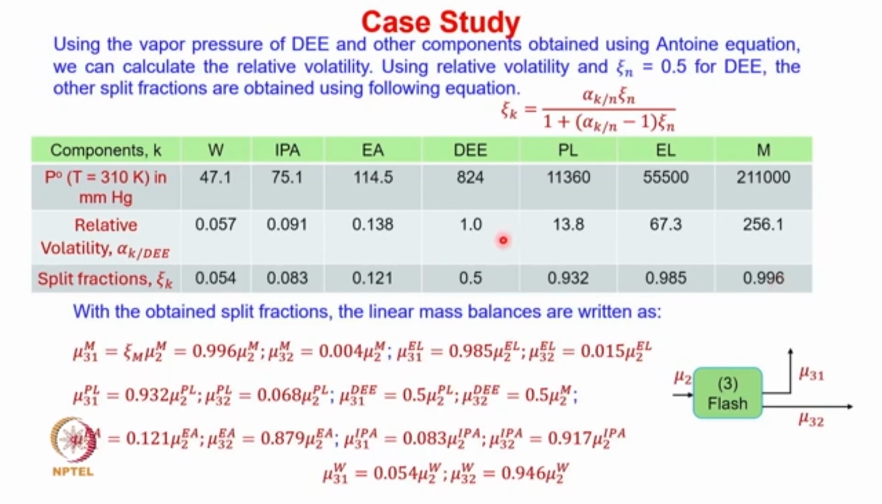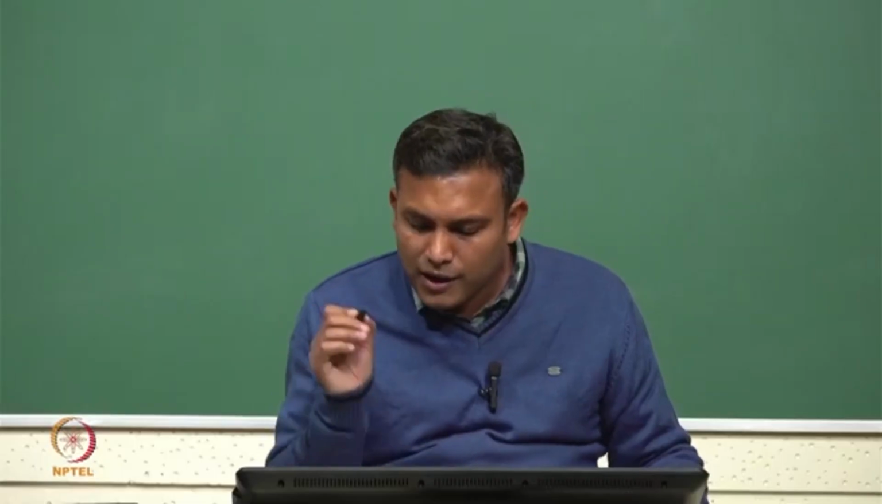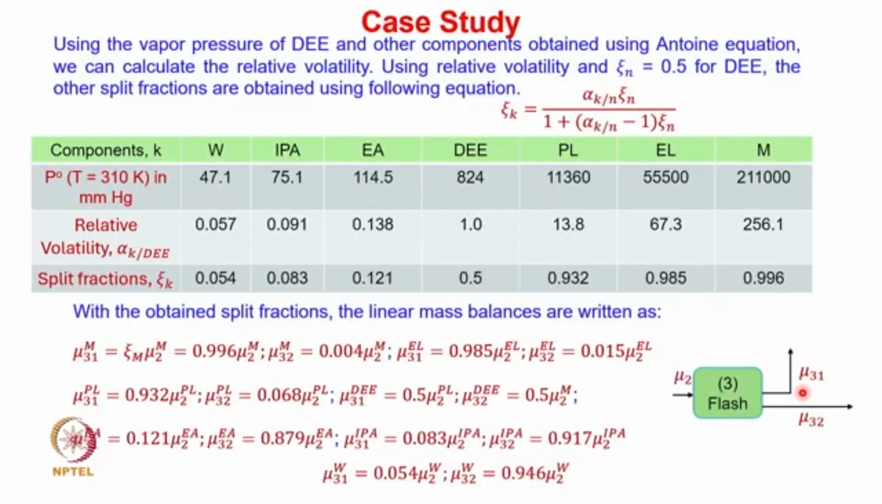Now, with respect to these values of split fraction, we can write down the molar flow rate of different components in the vapor stream as well as in the liquid stream. Remember, in a flash unit, we get a vapor stream, which is mu 31, and a liquid stream, which is mu 32. In both these streams, we can directly obtain the molar flow rate of each component based on the split fractions.